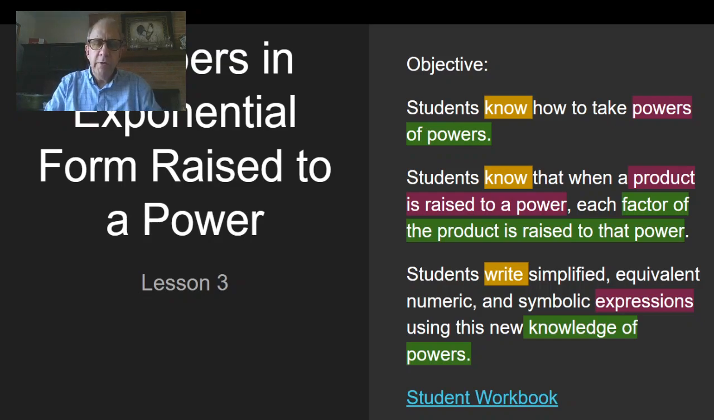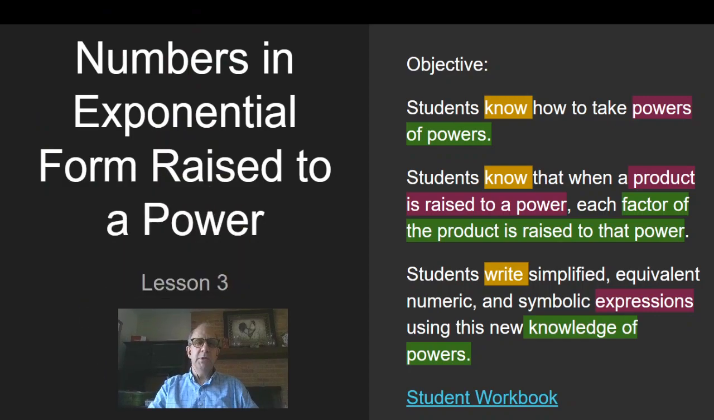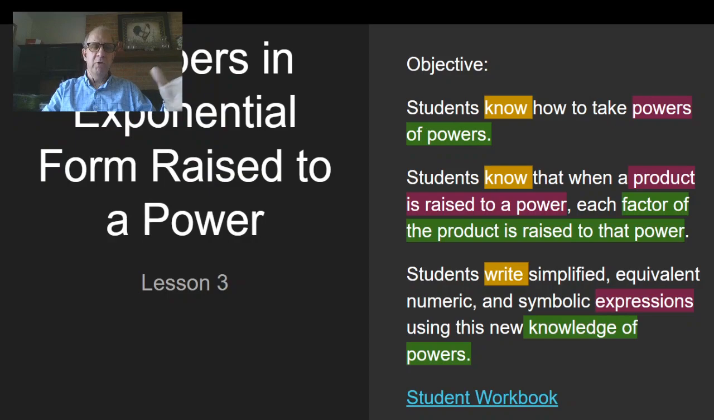Students, hey, it's Mr. Murphy, and we are on lesson 3, numbers in exponential form raised to a power. So exponential form is a base to a power, so that's telling you how many times to multiply the base. If I multiply two exponents, if they have the same base, I add the exponents. So 3 to the power 5 times 3 to the power 7 would be 3 to the power of 5 plus 7, or 3 to the power of 12.